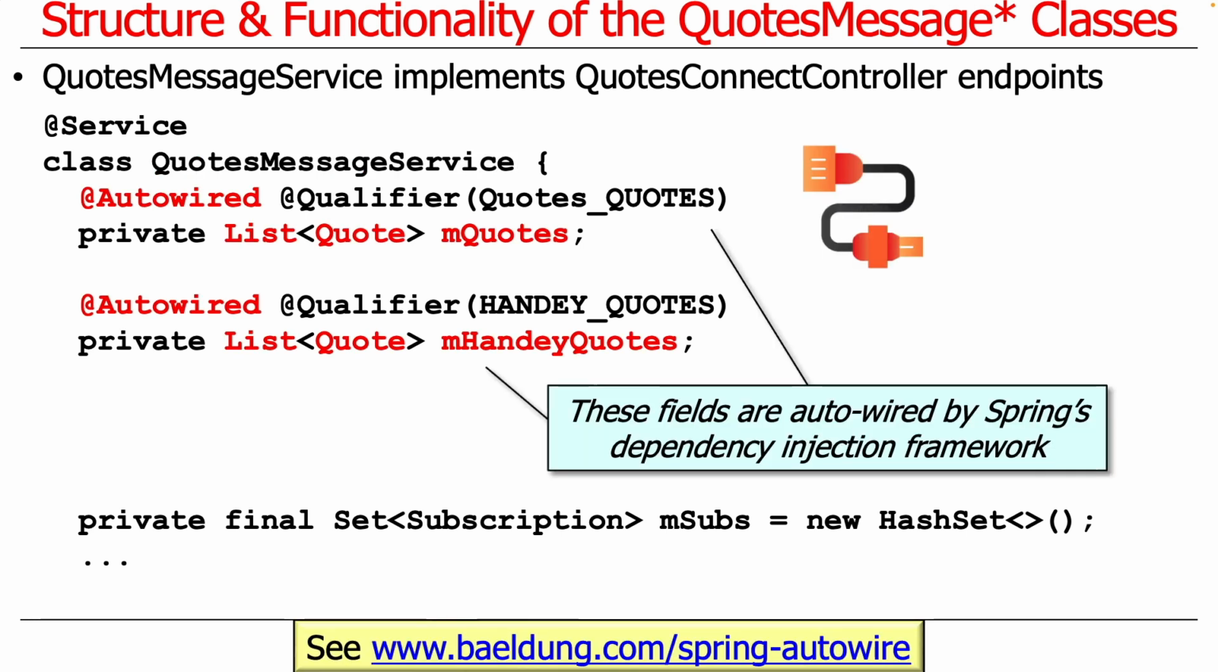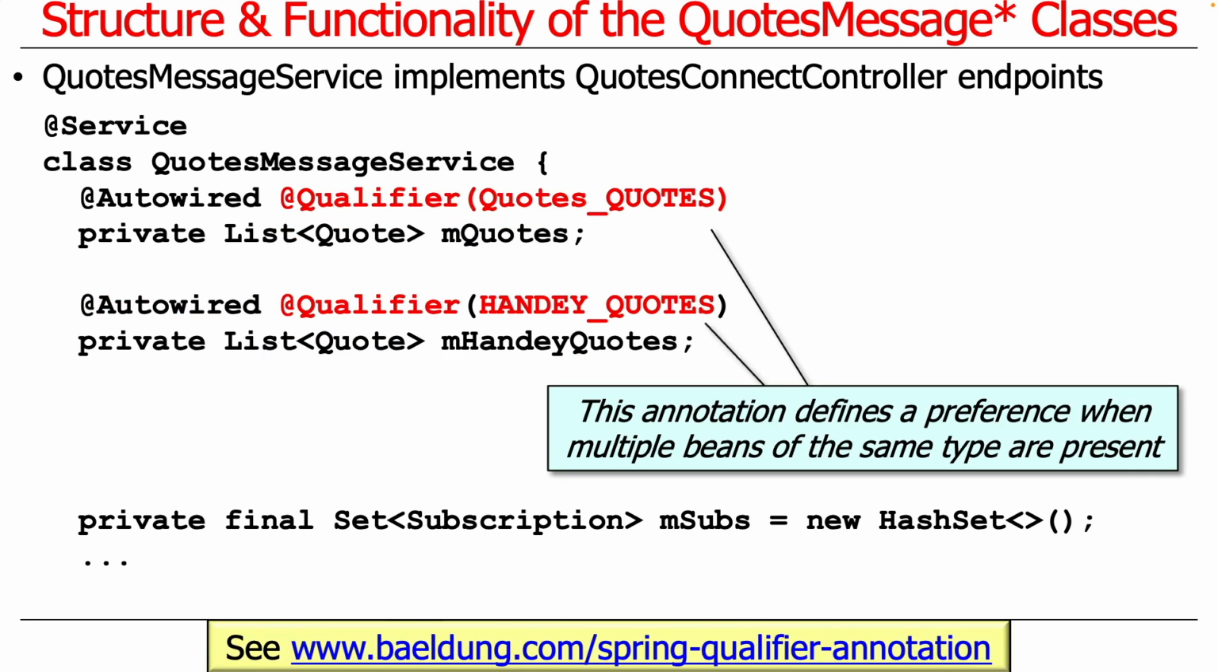Here's the quote message service. It's got a couple of auto-wired fields that keep track of the handy quotes and the zippy quotes. And we use the qualifier annotation to indicate which bean should be used to initialize the respective quotes list. And this should say M quotes list, not M quotes.